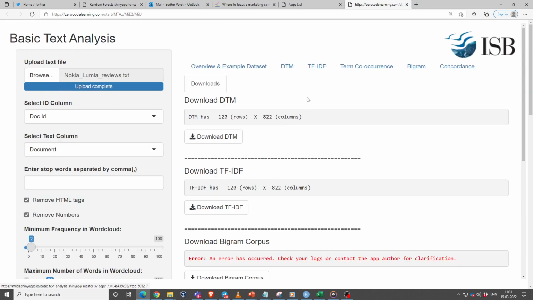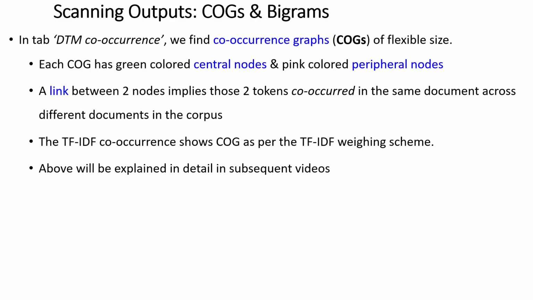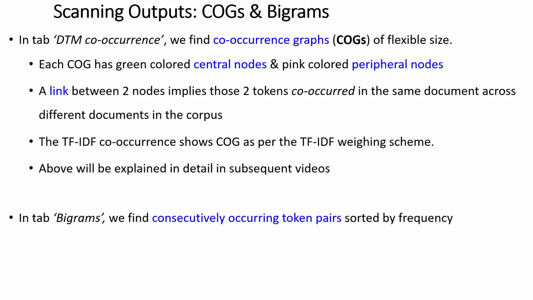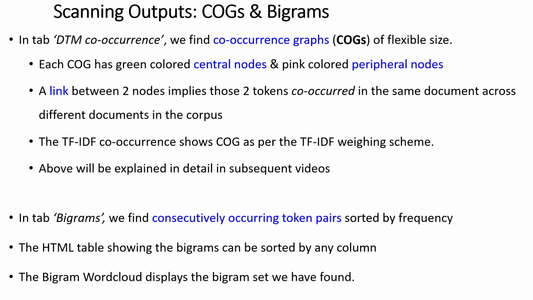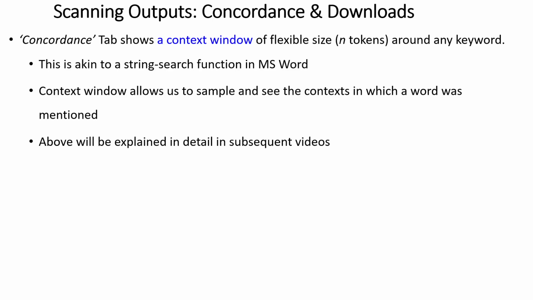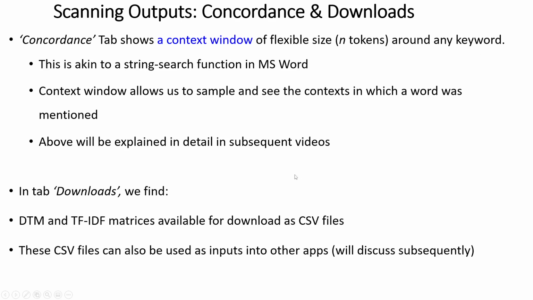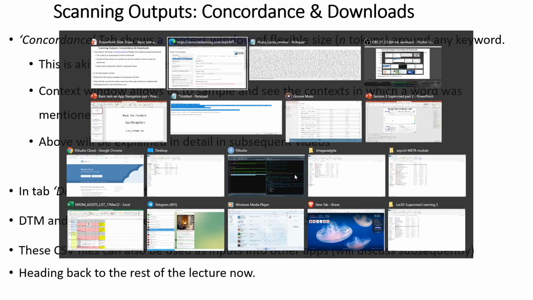Okay, everyone with me on this? Let me quickly go here and make sure I've gone through everything. So this was co-occurrences, this is bigrams, HTML table, bigram word cloud, and finally concordance, which is the context window of a flexible size around any keyword. Finally, downloads. All right. With that, I will stop.